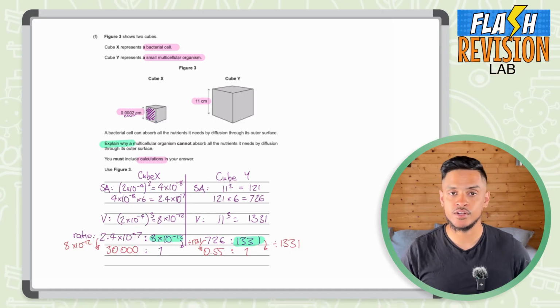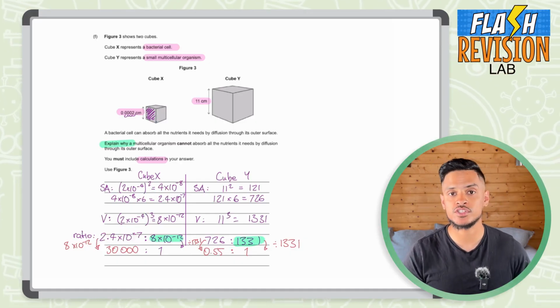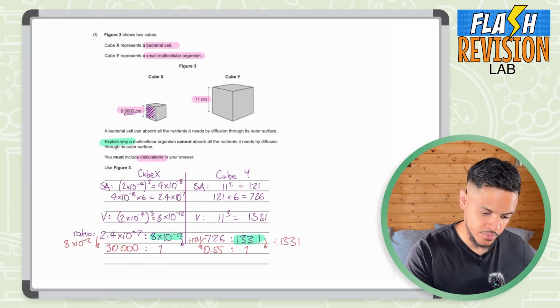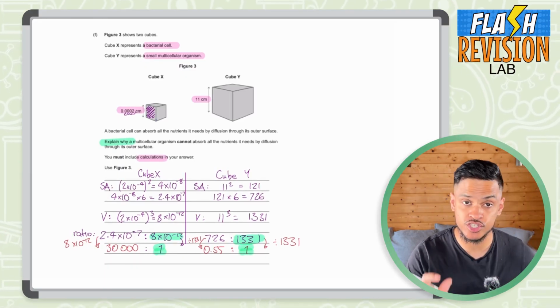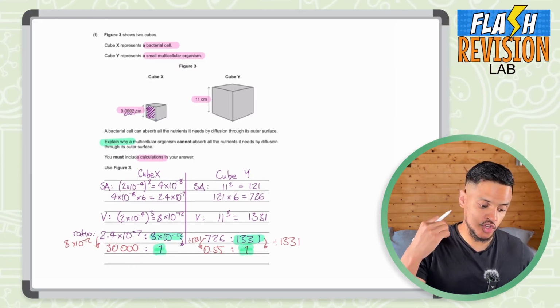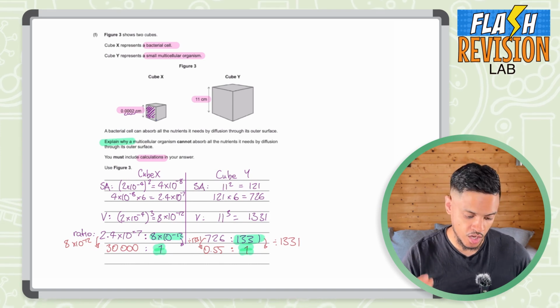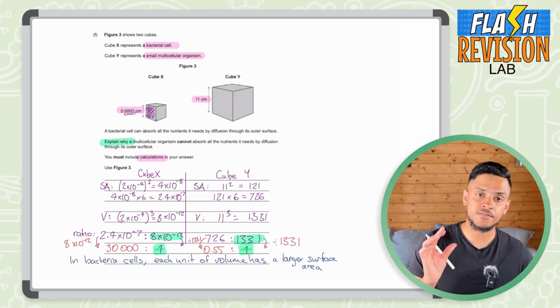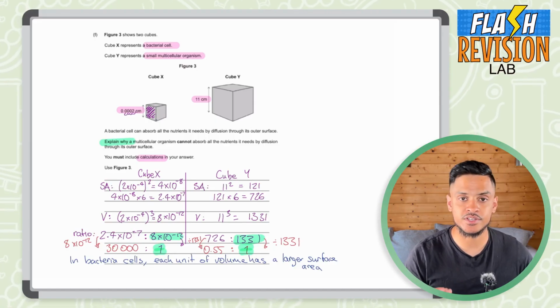that the multicellular organism can't take in nutrients by diffusion. So what we need to say here is basically what we have found from our calculations. So that's the 1, each unit of volume we have. The cube X has a much larger surface area. So we need to write that in words. And then for the final mark, we need to relate this to the diffusion rate.